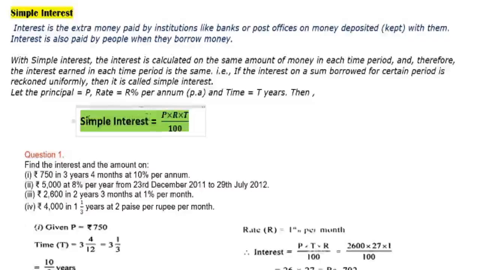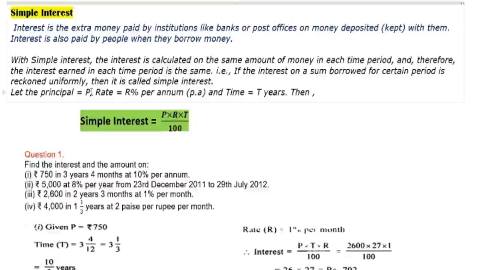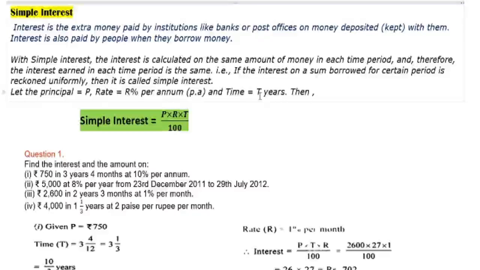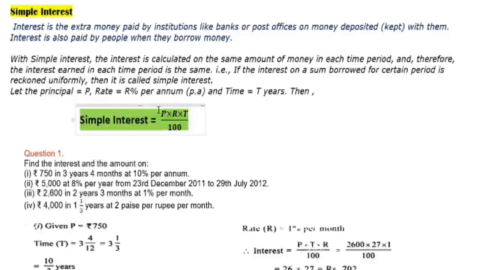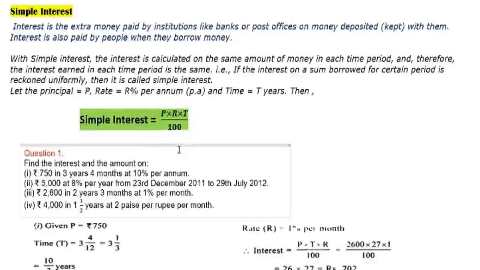Now we can see the formula. Suppose the principal, or the sum of money, is P and the rate is R% per annum. Per annum means per year. And the time is T years. Time is taken here in years, for example 1 year. Then simple interest is equal to P into R into T divided by 100. That is, simple interest is the product of principal, rate and time divided by 100.